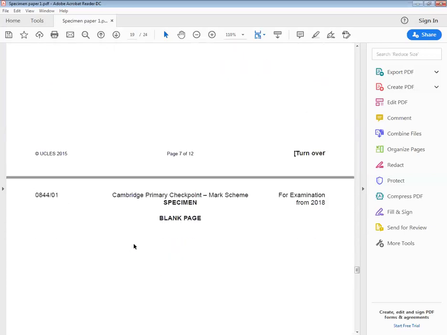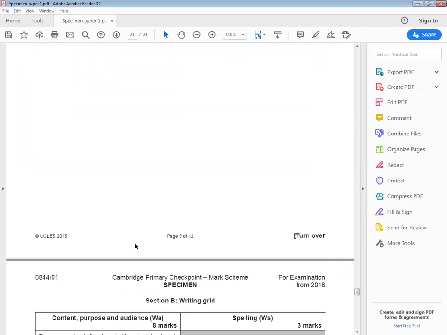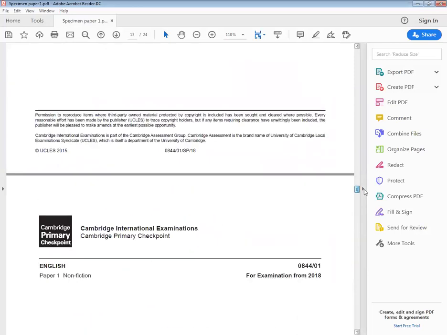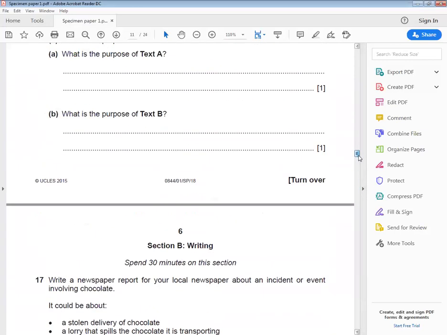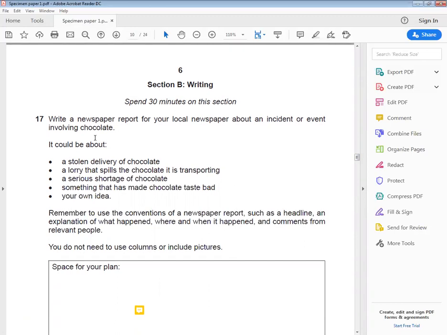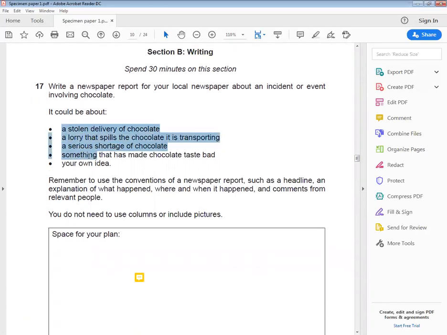Let's move on to the writing section. When you look at the writing section, you're going to find that it's different. Write a newspaper report for your local newspaper about an incident or event involving chocolate. So it's not an explanatory text or a persuasive text. This is normal, there's no problem with that. Remember to read the ideas that he gives you, because these ideas can help you. They help you brainstorm. They help you think of an idea that you can write about.